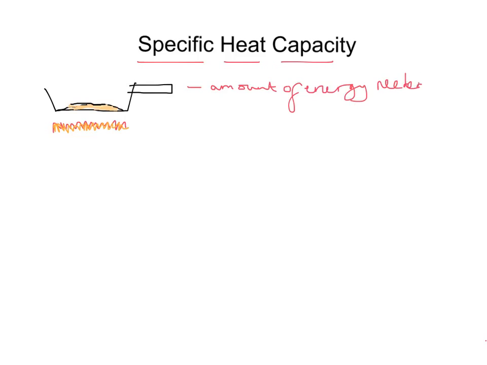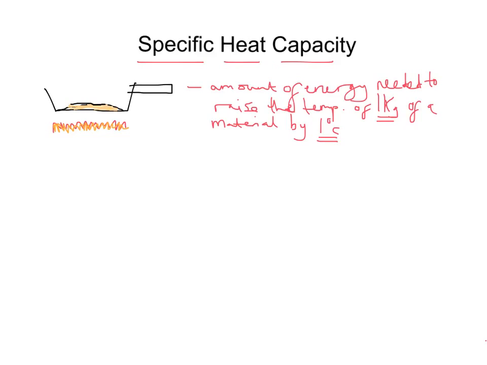needed to raise, I'll just put temp for temperature there, to raise the temp of 1 kilogram, that's key, 1 kilogram of a material by 1 degree Celsius. And that's what we mean by specific heat capacity. The amount of energy needed to raise the temperature of 1 kilogram of a material by 1 degree C.